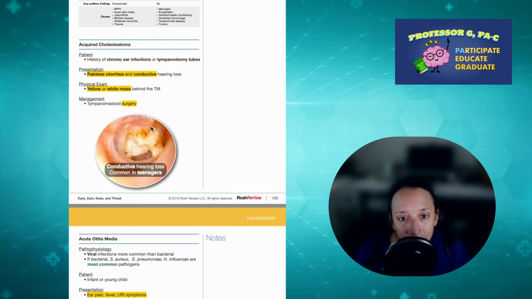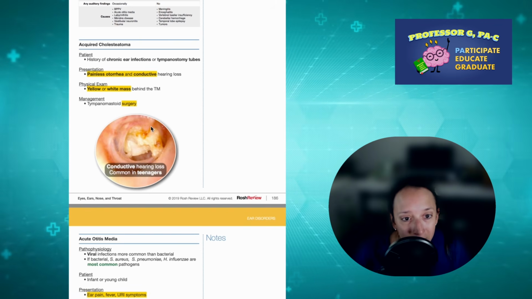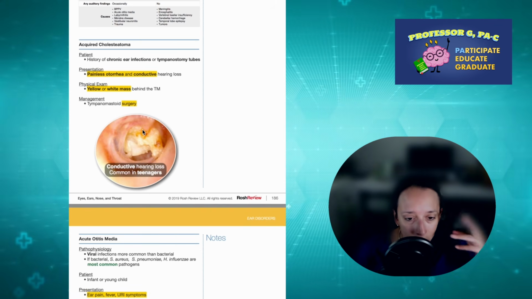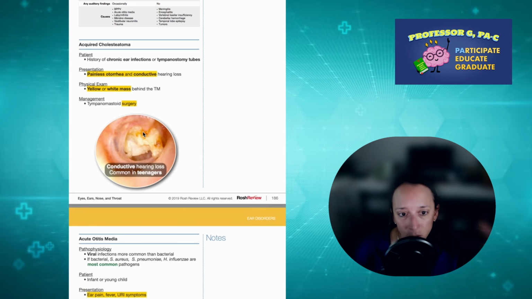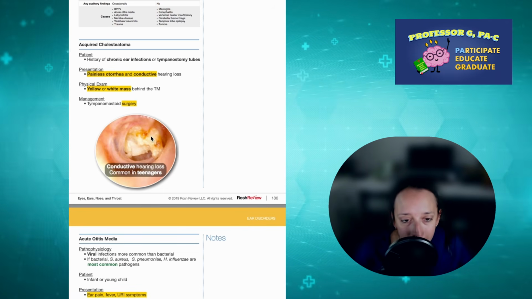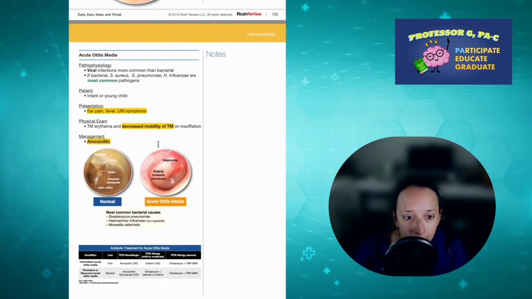Cholesteatoma: history of chronic ear infections or TM tubes. We're going to have painless otorrhea and a conductive hearing loss. And on exam, we look in there, we're going to see a pearly white or yellowish white mass behind or even eaten through the tympanic membrane. And the treatment is surgery.